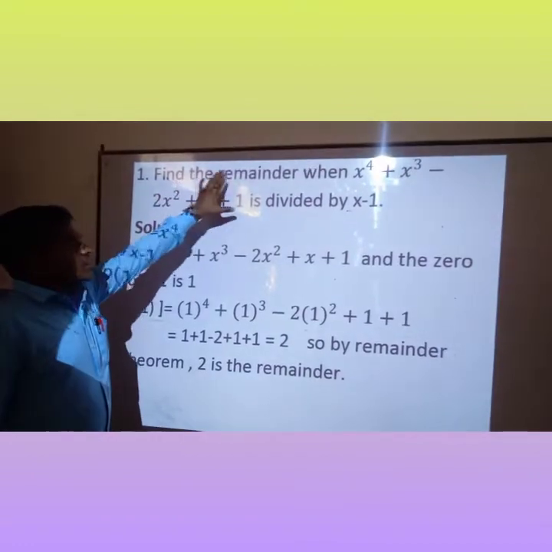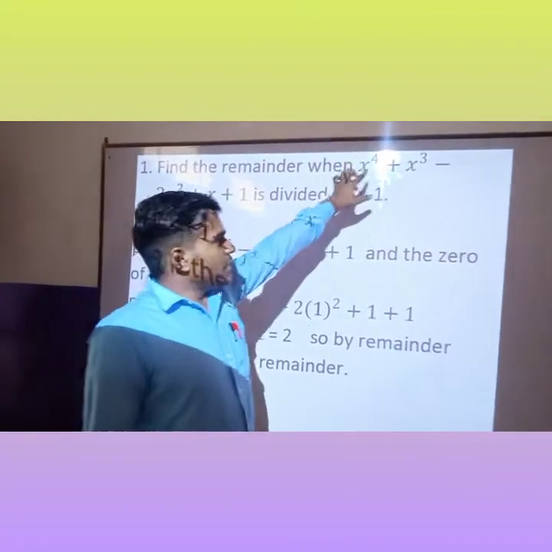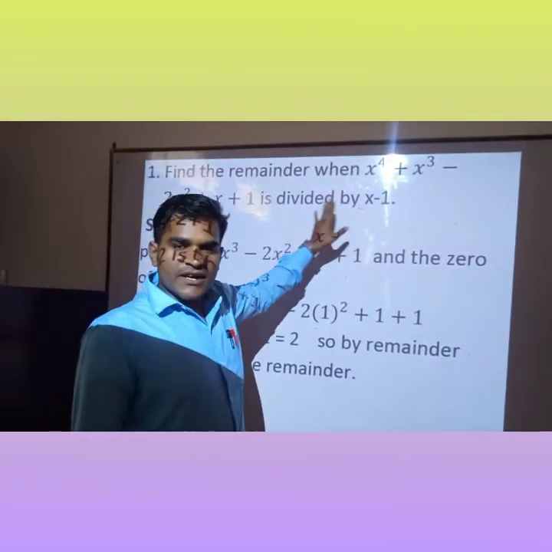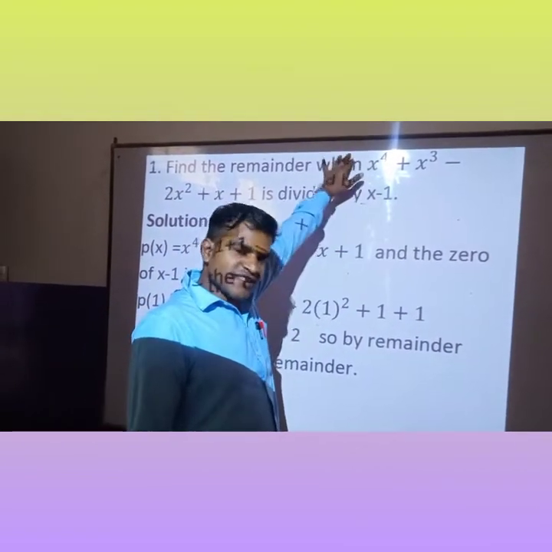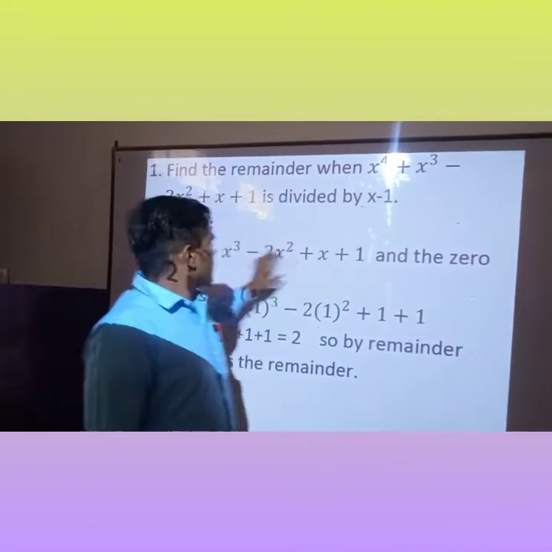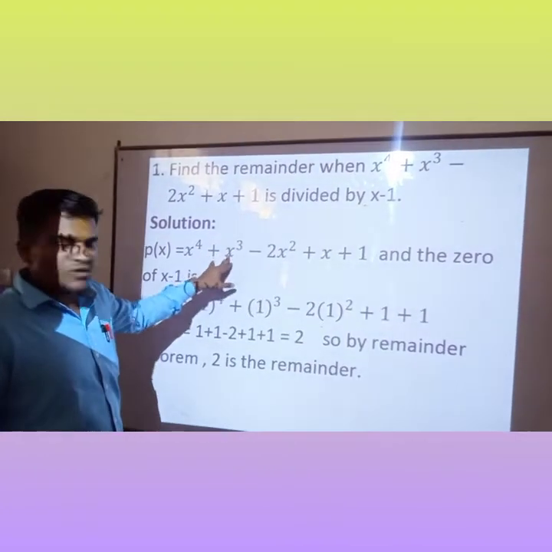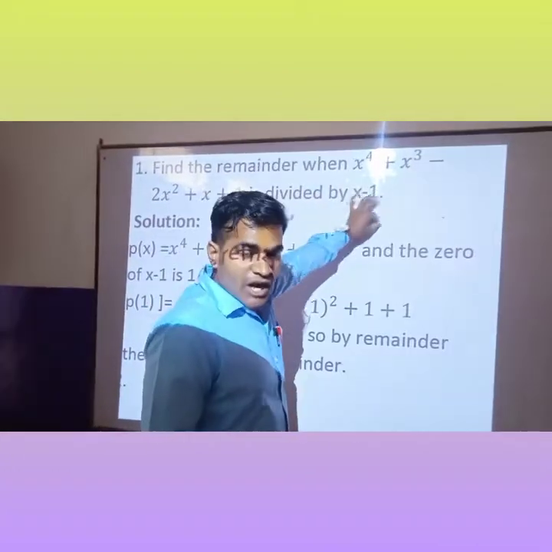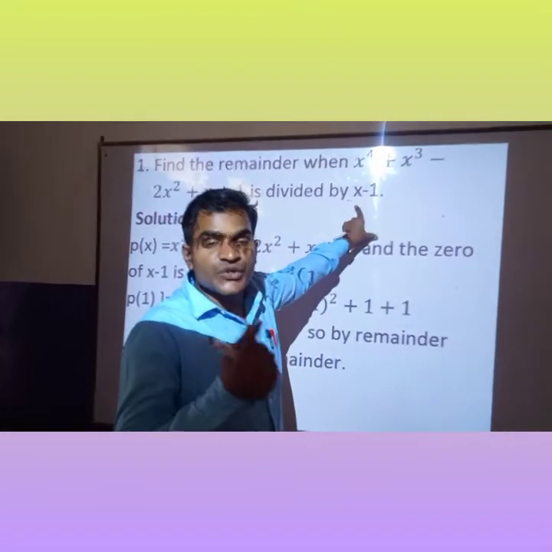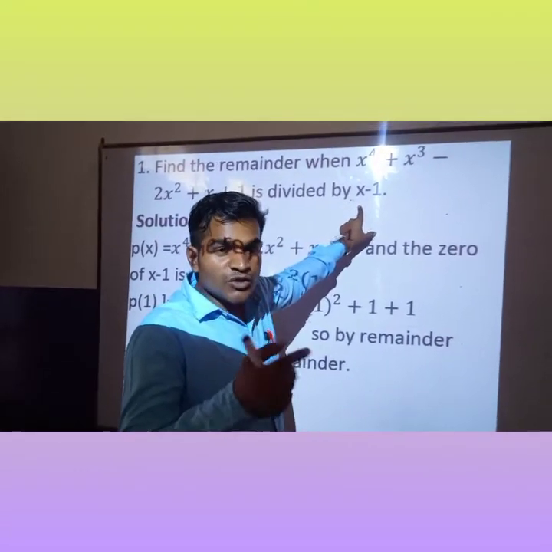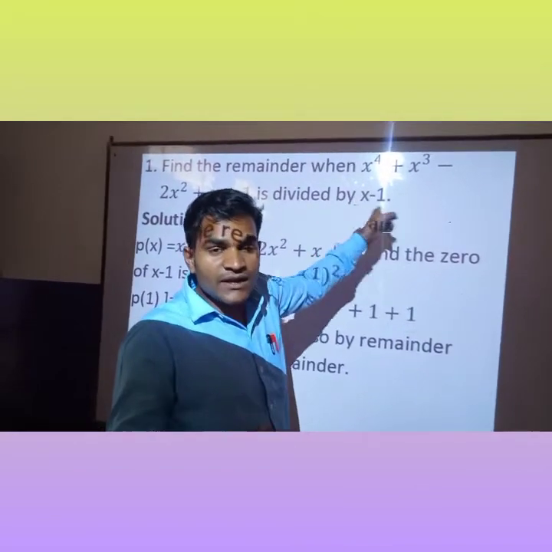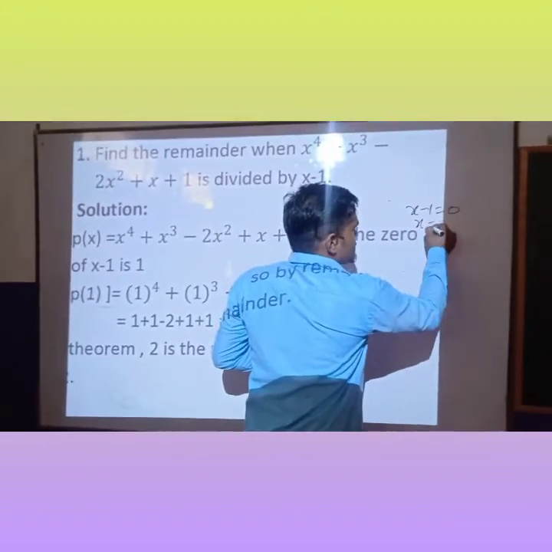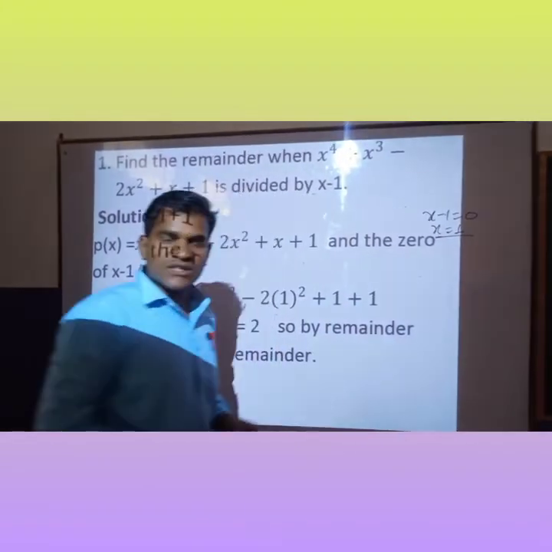Question number 1. Find the remainder when x power 4 plus x cube minus 2x square plus x plus 1 is divided by x minus 1. So students, p(x) is given. p(x) is equal to x power 4 plus x cube minus 2x square plus x plus 1. And what is the zero of x minus 1? You know how to find the zero of x minus 1: equate it to 0. So x minus 1 is equal to 0, so x is equal to 1. So the zero of x minus 1 is 1.